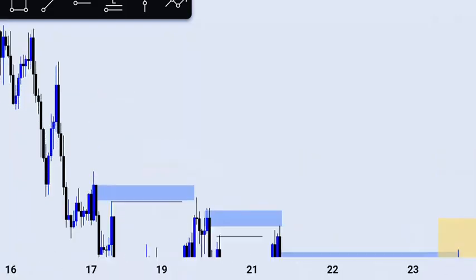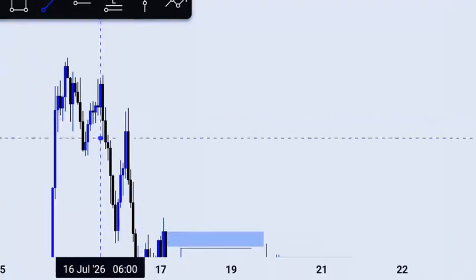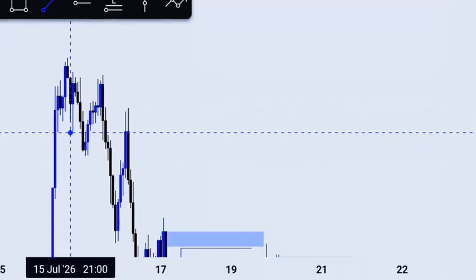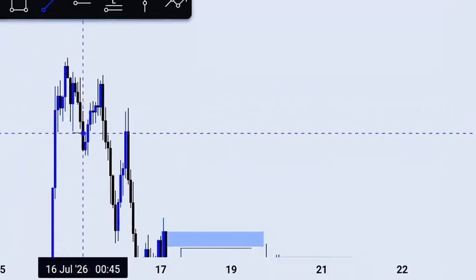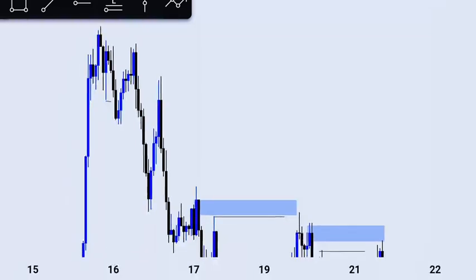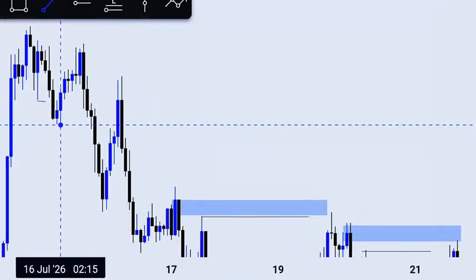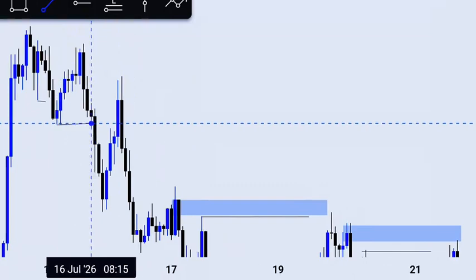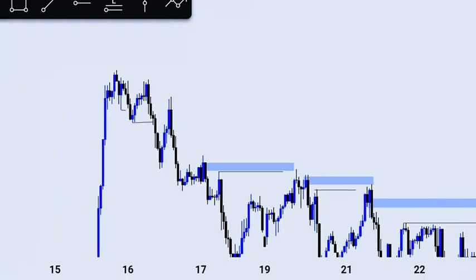I then saw that market started trending lower after giving us a failure to swing at this region. It kept breaking structure to the downside, confirming that it's selling.